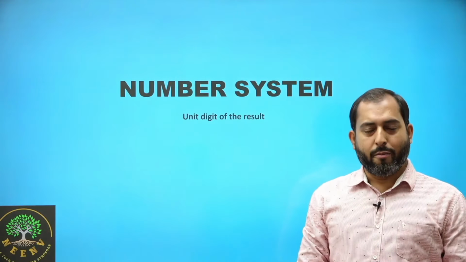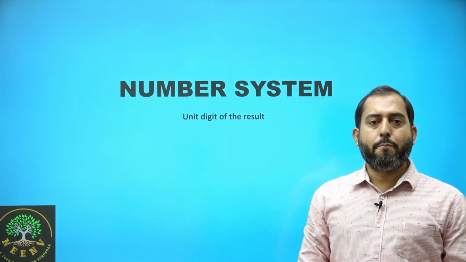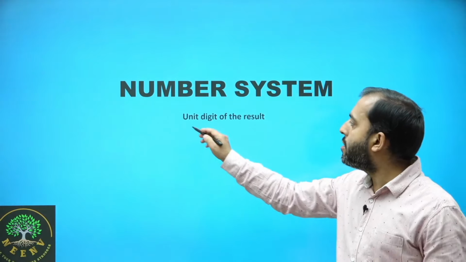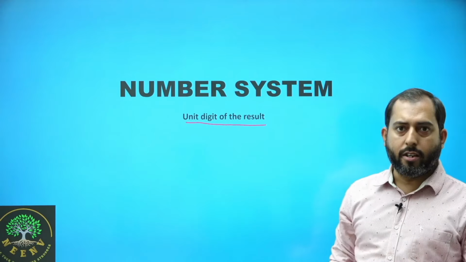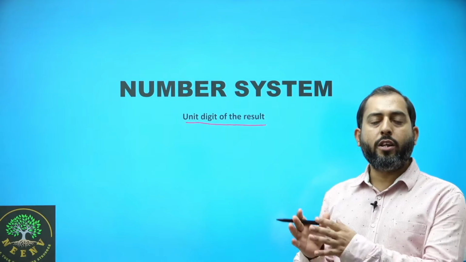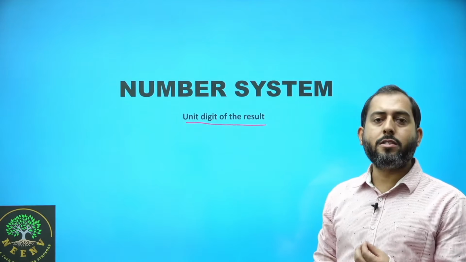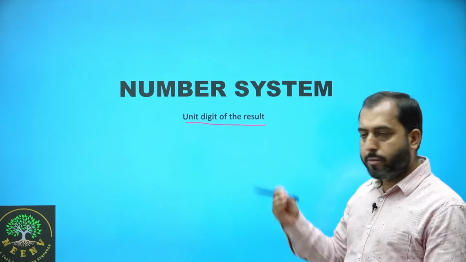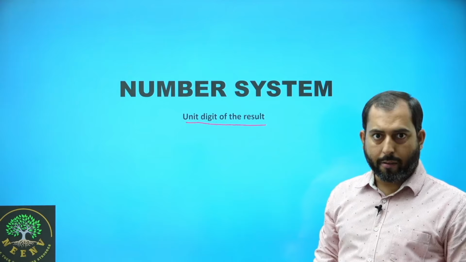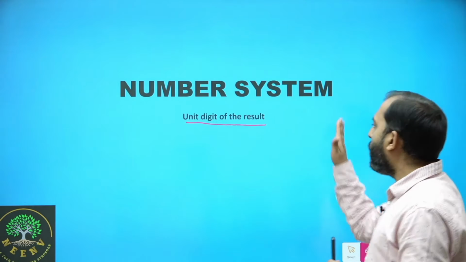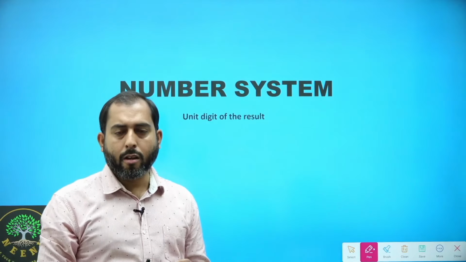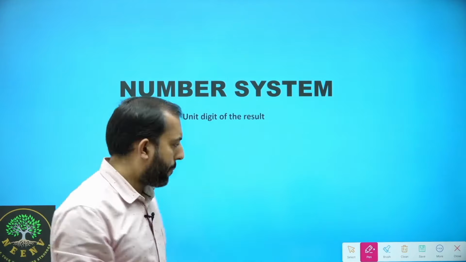Hello and welcome. We are discussing previous year questions of number system and the theme is unit digit of the result. Before moving on to any previous year problem, let's understand the meaning of the theme and the concept related to the theme. I hope you know about unit digit, but let's revise.